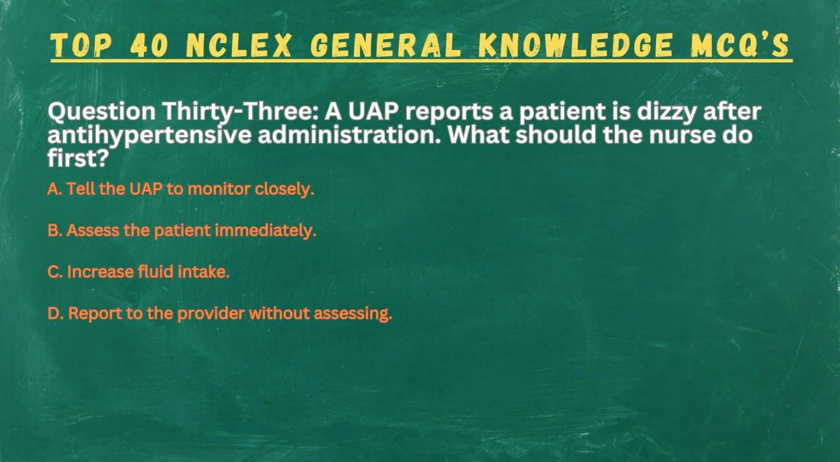Question 33. UAP reports a patient is dizzy after antihypertensive administration. What should the nurse do first? A. Tell the UAP to monitor closely. B. Assess the patient immediately. C. Increase fluid intake. D. Report to the provider without assessing. Answer: B. Assess the patient immediately.